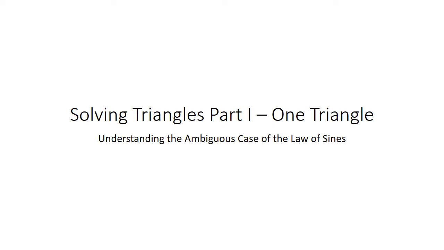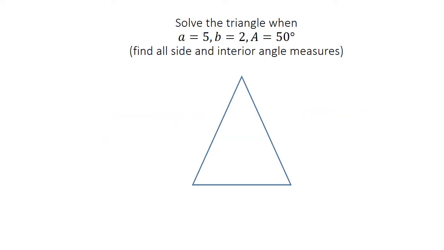Do we have a triangle? And then also, if we have a triangle, do we have one possible triangle or do we have 2 possible triangles? So let's take a look. We are given this information. We're asked to solve a triangle when side A measures 5 units, side B measures 2 units, and angle A measures 50 degrees. Now, a couple of details there.